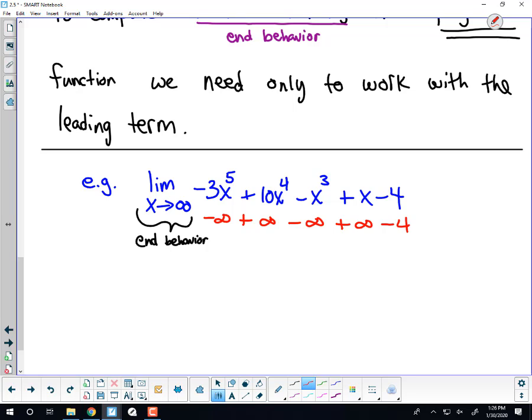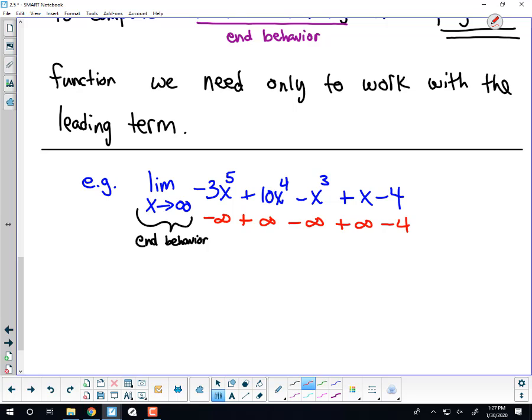But if you're looking at it from a purely symbolic standpoint, you might be inclined to say, well, negative infinity plus infinity, that's 0. Negative infinity plus another infinity, that's 0. So my limit at infinity is negative 4, right? No, totally not right.